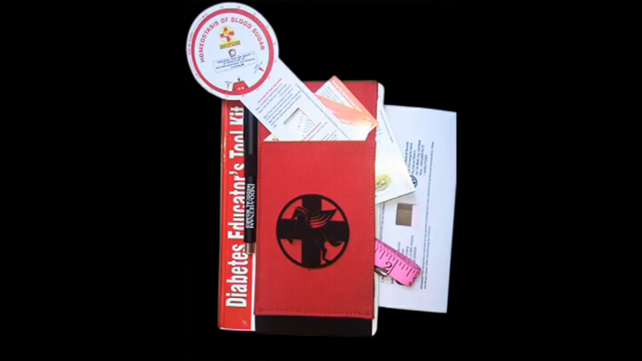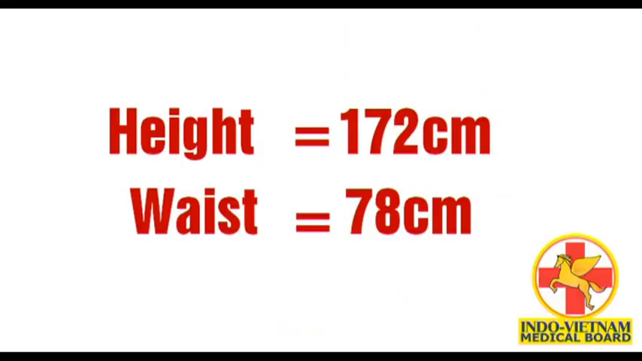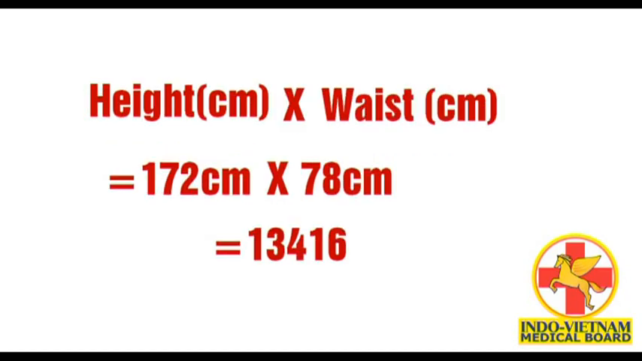Now let's say in my case, my height is 172 centimeter and my waist is about 78 centimeter. Now, step 2, you have to multiply 172, that is the height of the patient, into the waist of the patient. In my case it is 78. If I multiply both of them, it comes out to be 13416, and that becomes my food count. If I round it off, it becomes 13400, right? That means 13,400 is my food count.